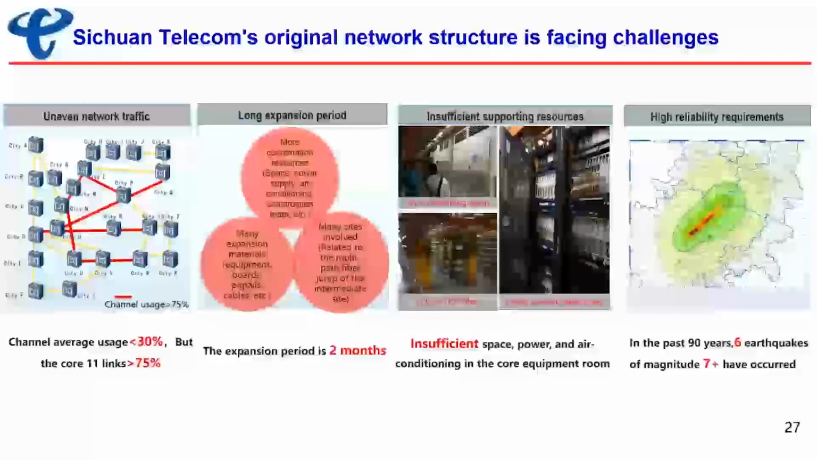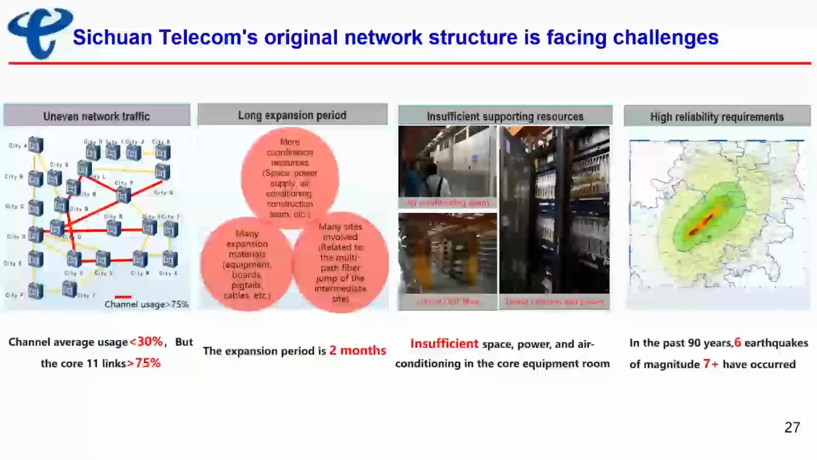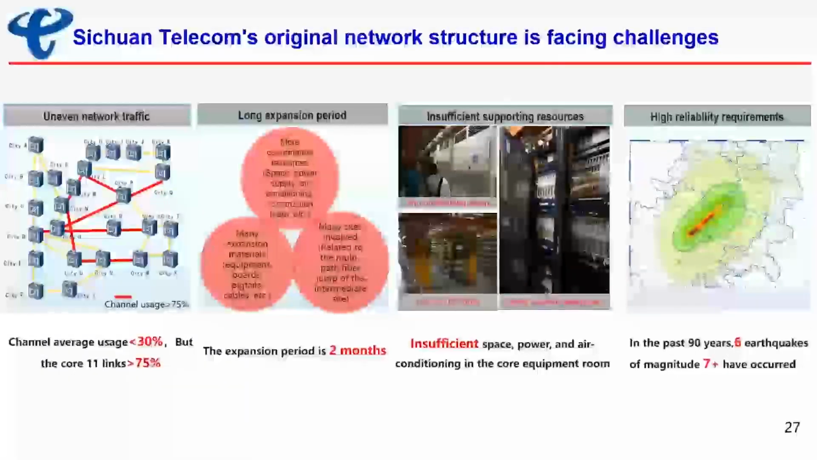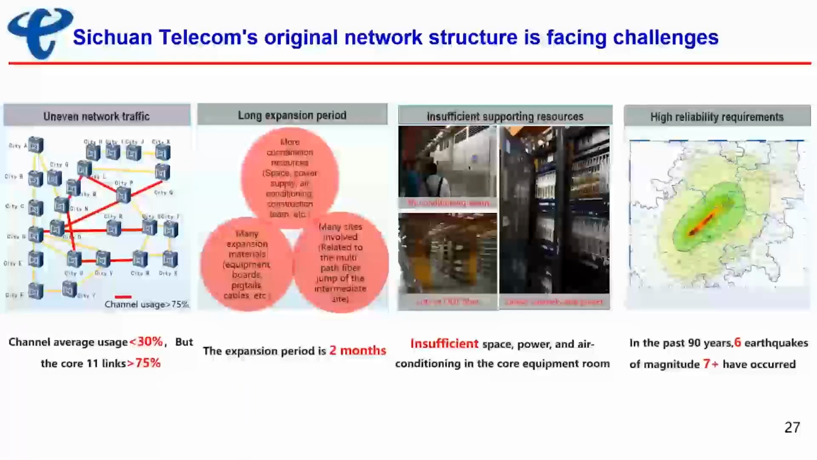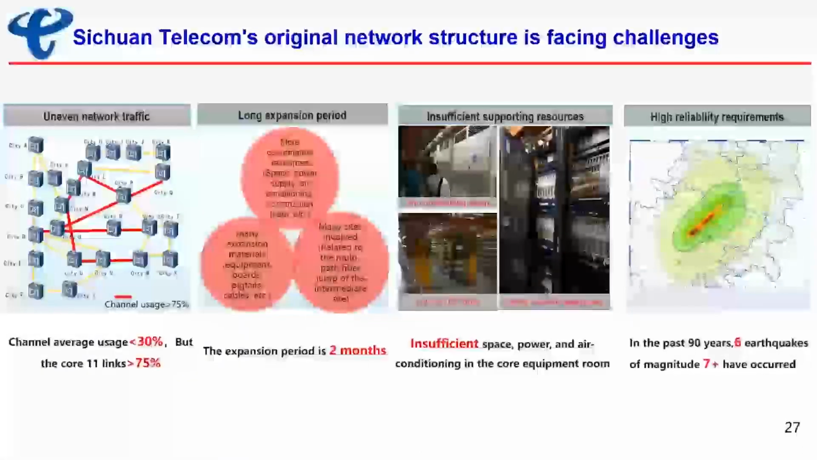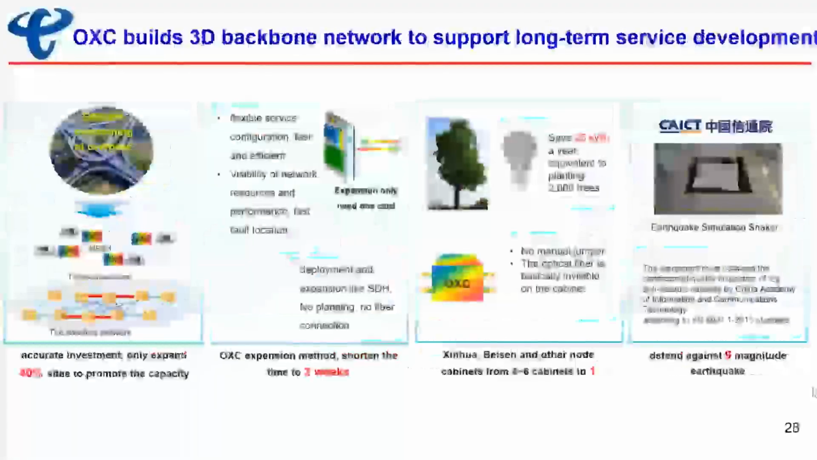There are bottlenecks in space, power supply, and air conditioning of multiple core nodes with traditional solutions. One thing to emphasize is high reliability requirements. As you know, Sichuan is a seismic zone between the Asia, Europe, and the Indian Ocean plates. In the past 19 years, 6 earthquakes of magnitude 7 have occurred. So we need a product that can resist frequent earthquakes.